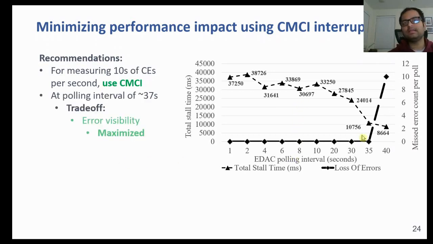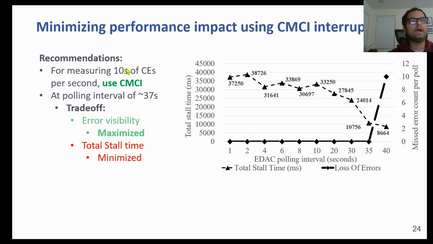And combining the results, we see that at a polling interval of 37 seconds, our trade-off of error visibility is maximized, as in we lose as few errors as possible, while minimizing the total stall time to as low a value as possible. So for our current remediation scheme, this is the optimal point.